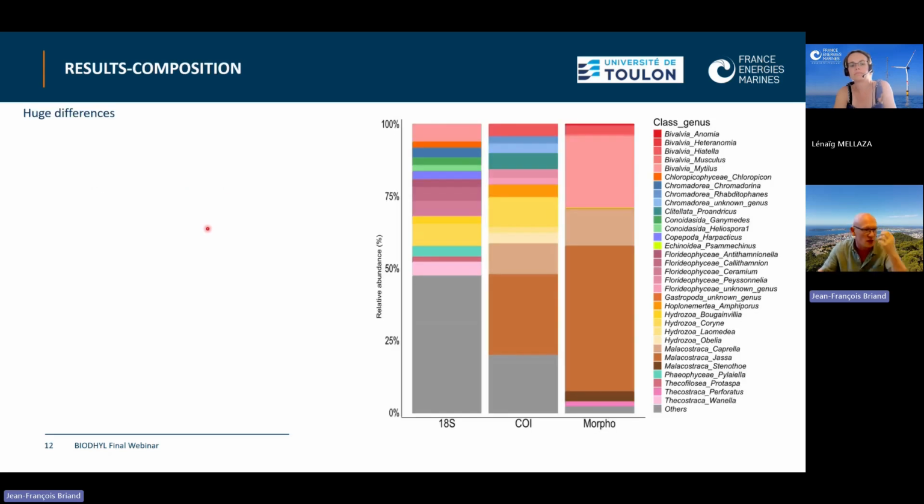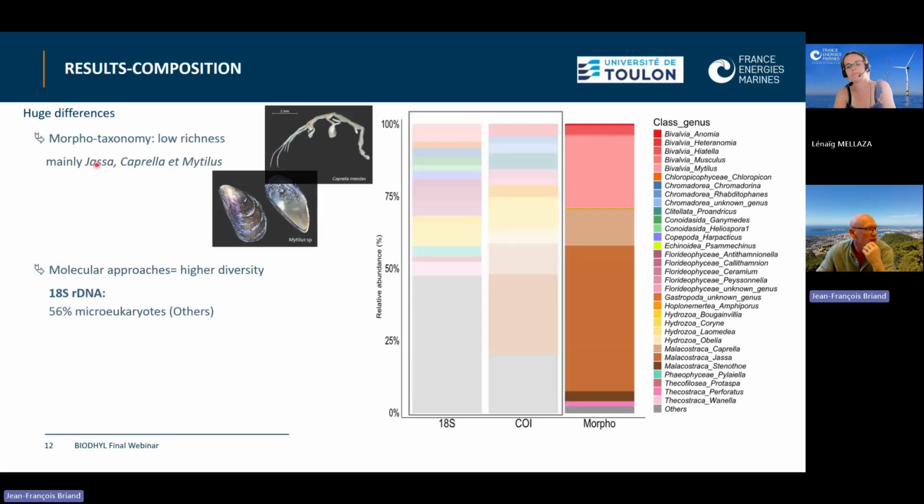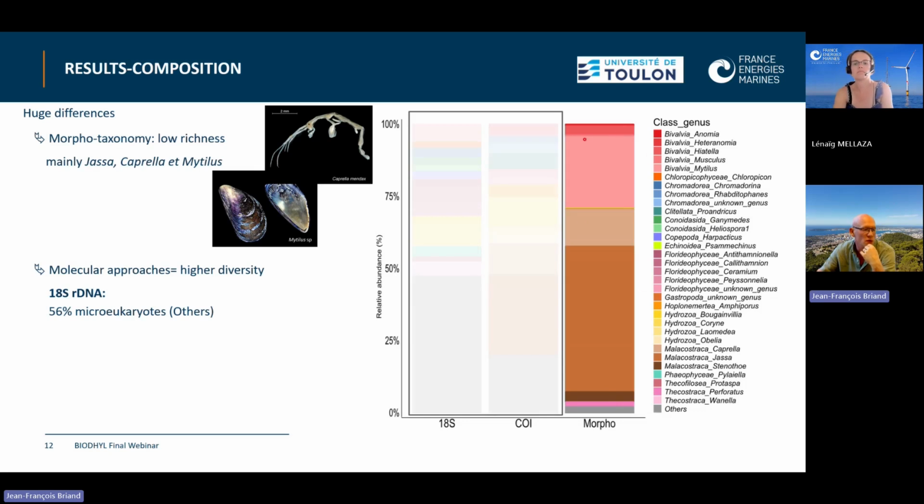When we look at the composition now, this is a mean. You have the mean composition for the three types of approaches. And so you can see clearly that there are huge differences. If we look at the morphotaxonomic analysis, this is the one with the lowest richness, so the lowest number of species. And mainly there are some Jassa, Caprella, and Mytilus, so multicellular organisms.